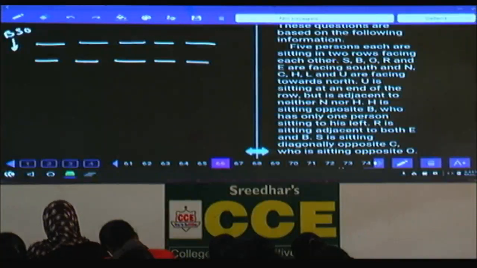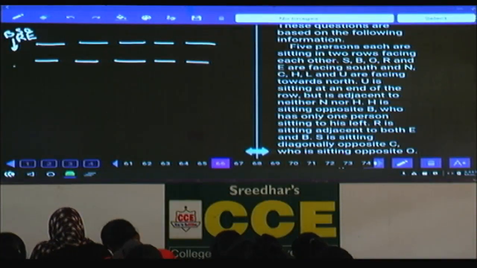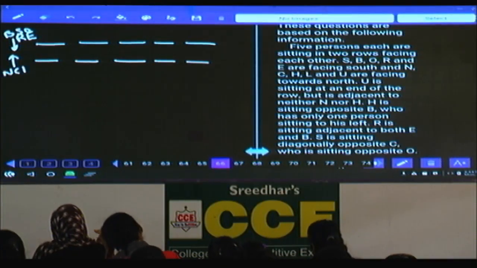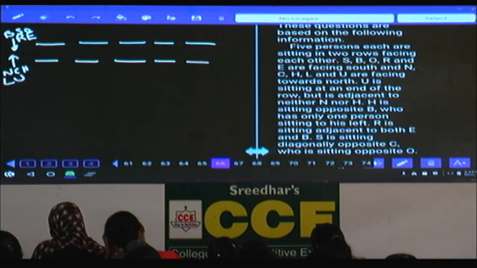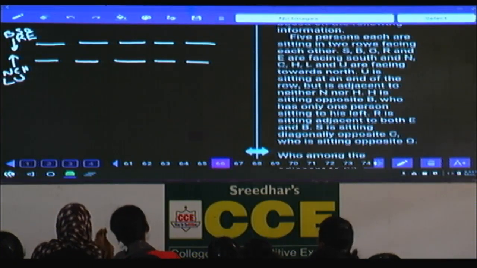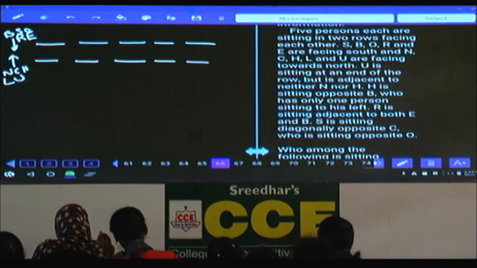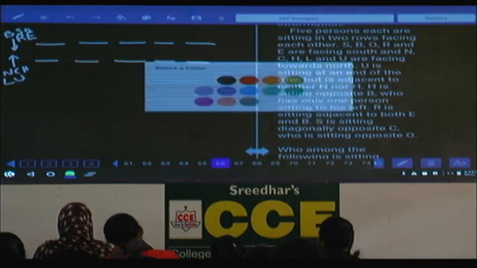S, B, O, R, E are the persons who are facing towards south, and 5 persons are facing towards north. Who are those 5? N, C, H, L, U are the 5 persons facing towards north. And U is seated at one of the extreme ends of the row. Tell me how many possibilities we have.